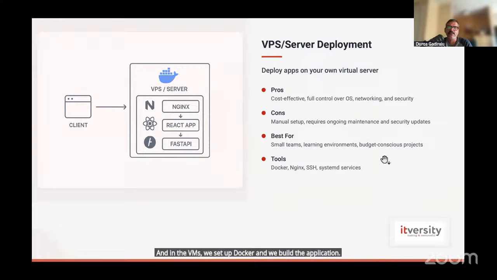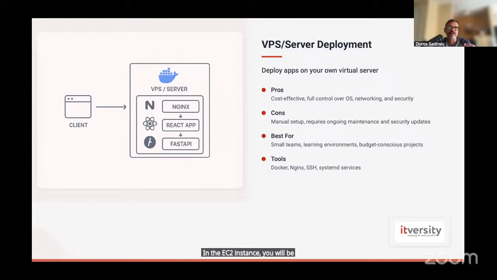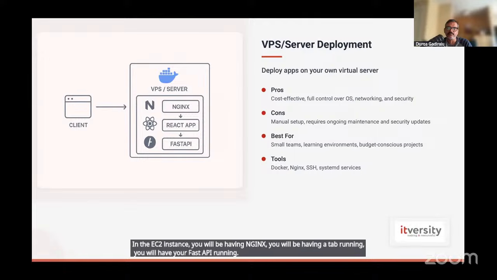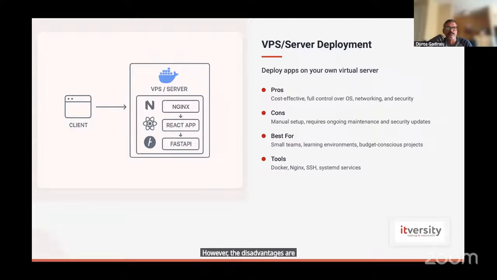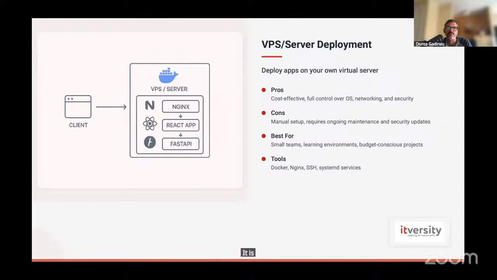What are the advantages? It is cost effective. You will have complete control because you will be setting up the VM. If you wanted to use AWS, you will be having an EC2 instance. In the EC2 instance, you will be having Nginx, you will be having your React app running, you will have your FastAPI running. However, the disadvantages are once you get your EC2 instance, you need to make sure all these are set up manually. So manual setup is the disadvantage. It is best for small teams, learning environments, and budget conscious projects.